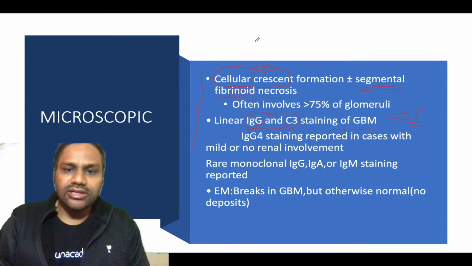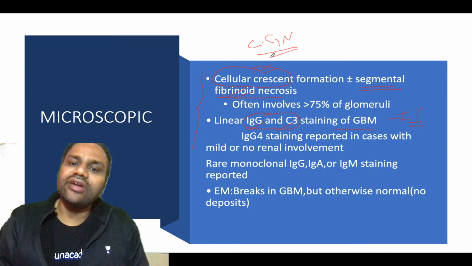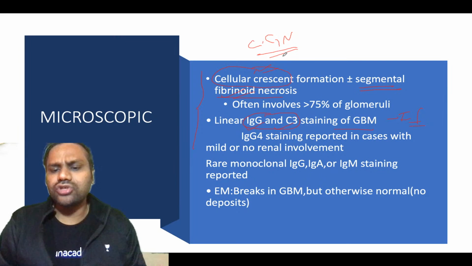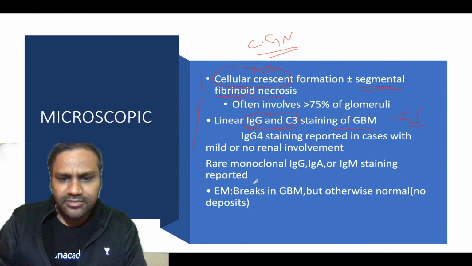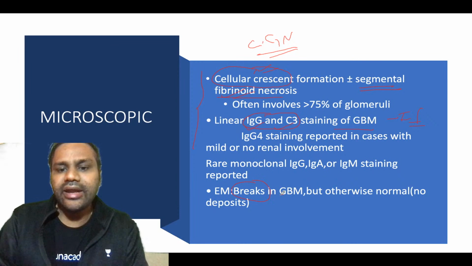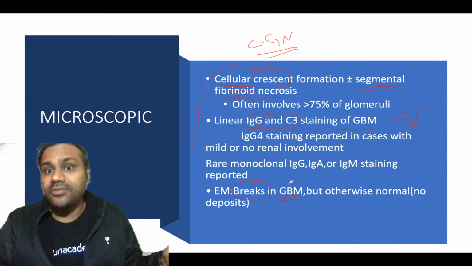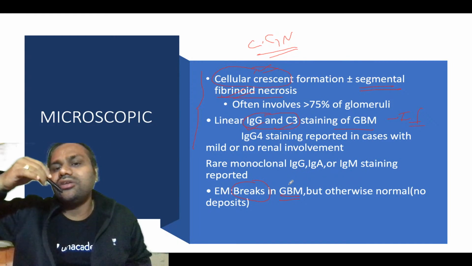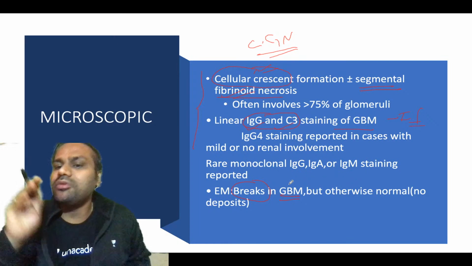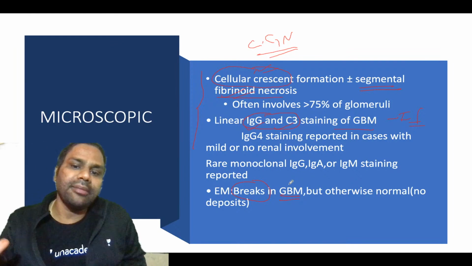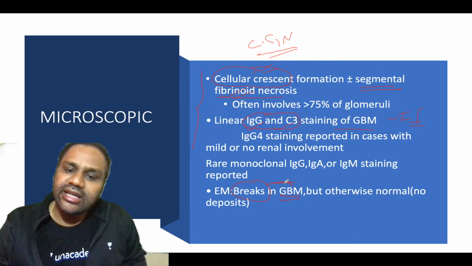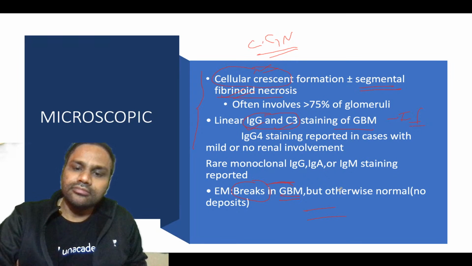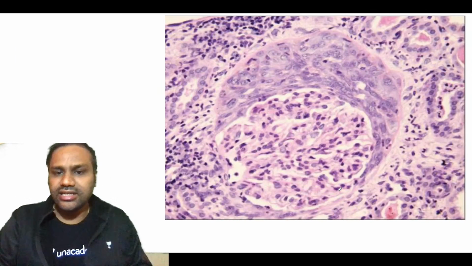Now in CGN, that is crescentic glomerulonephritis, remember the role of electron microscope. The electron microscope is not that big anyway, but with it you can see breaks in the GBM. As I already explained, when crescents are forming, obviously the glomerular basement membrane, or basically the Bowman's capsule membrane, will have breakage. There will be disruption of that membrane, and that you can see in electron microscope. Otherwise it is normal. There will be no deposits in this case.